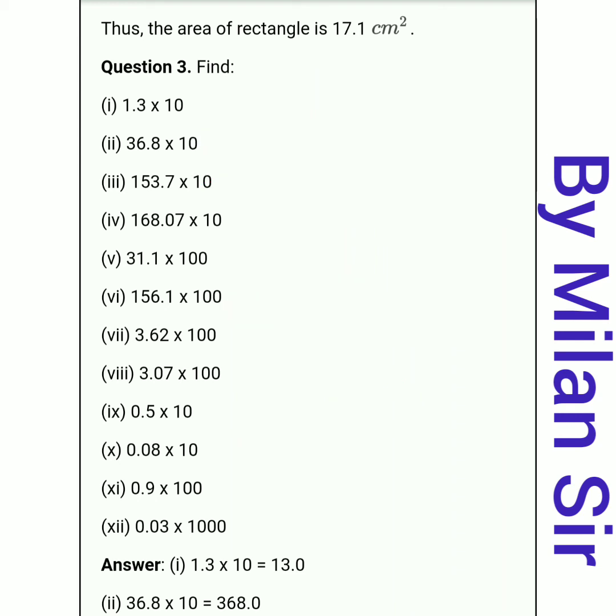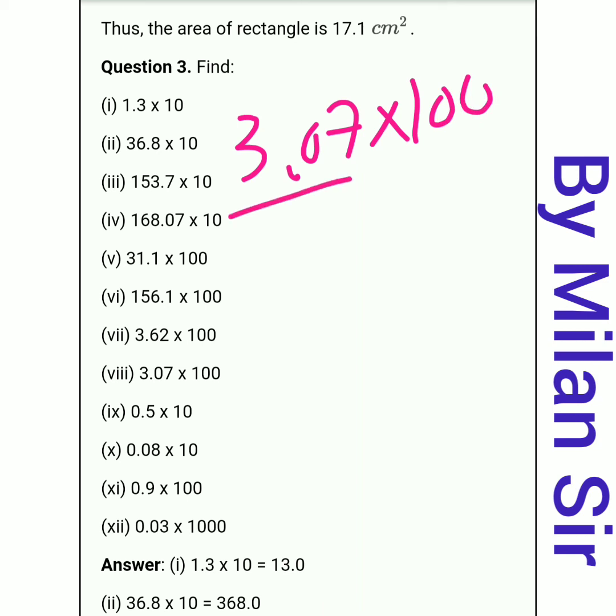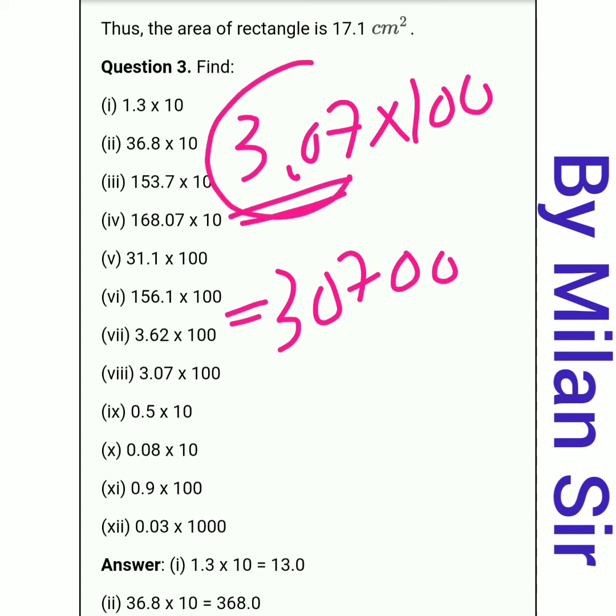Okay, then question number 8: 3.07 multiply 100, so ignore the decimal point, so it is 307 multiply 100, so 00. Now here before two digits we have the decimal point, so in the answer even before two digits we need to put the decimal point, so 307.00, it is 307 only.